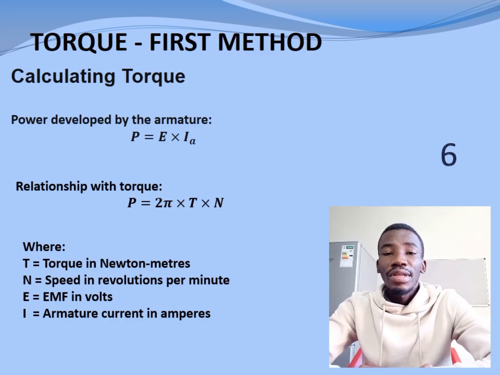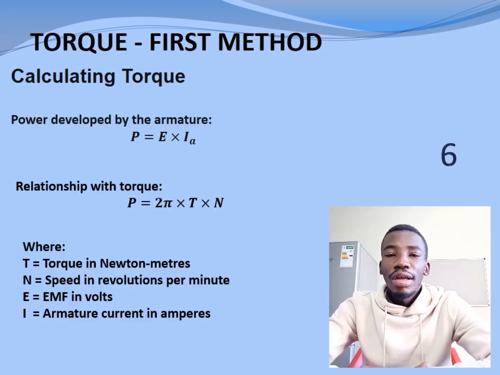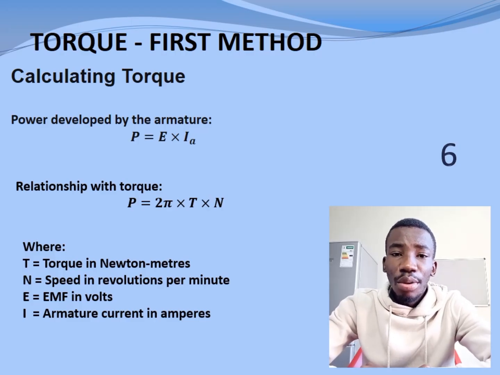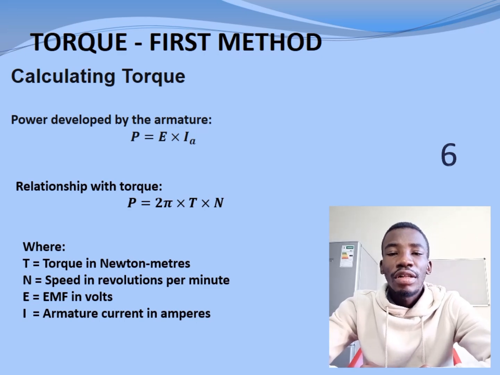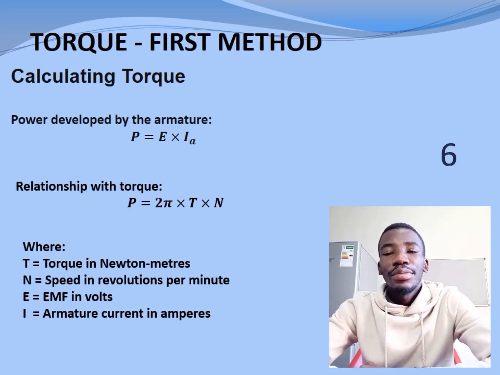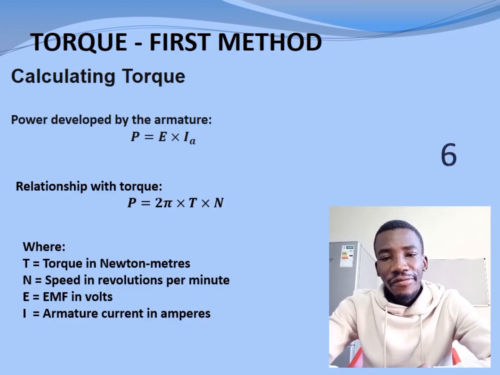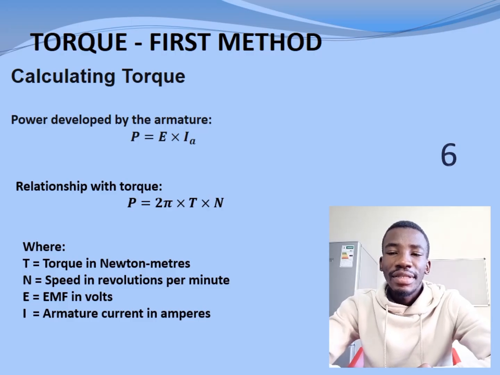Torque, first method. Calculating torque. Power developed by the armature is equal to the EMF times the armature current. Relationship with torque: power is equal to 2 pi times T times N, whereby T represents the torque in newton meters, N represents the speed in revolutions per minute, E stands for EMF in volts, and Ia represents the armature current in amperes.